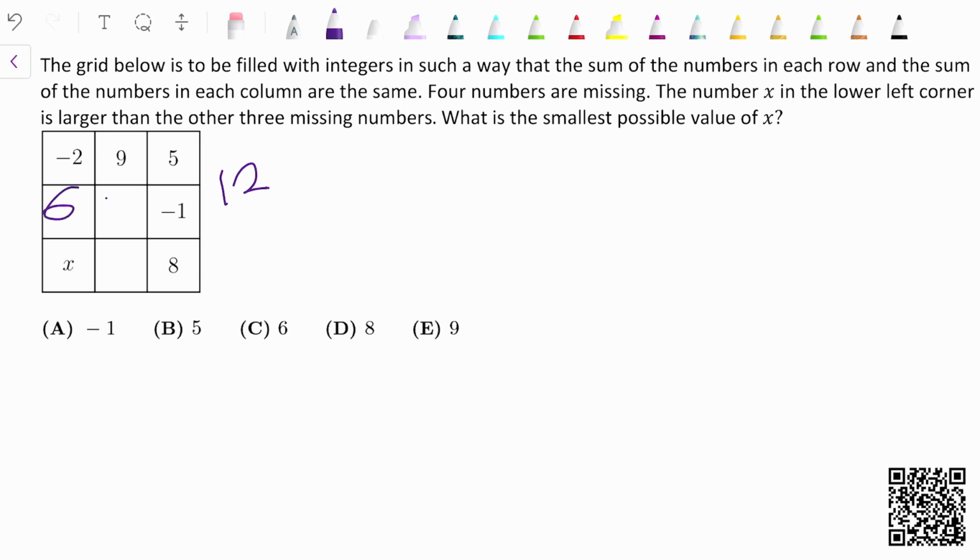Therefore, the only way we can put it is 6 and 7. So if you add that, x has to be equivalent to 8, which works. And let's try this one last row. So 9 plus 7, that is equivalent to 16, 16 minus 4. Therefore, 8 plus 8, that is 16, and minus 4, that's 12. So that's correct. Therefore, the smallest possible value of x in this case is D, 8.